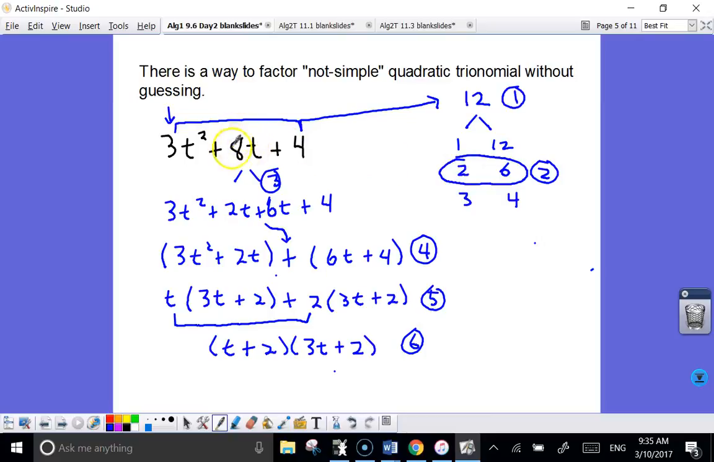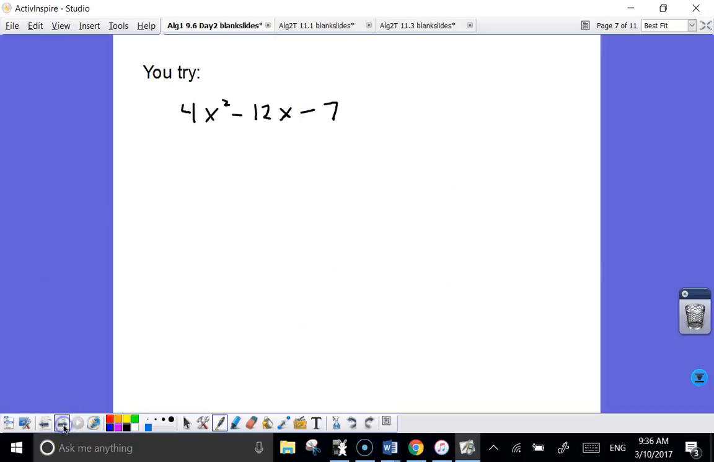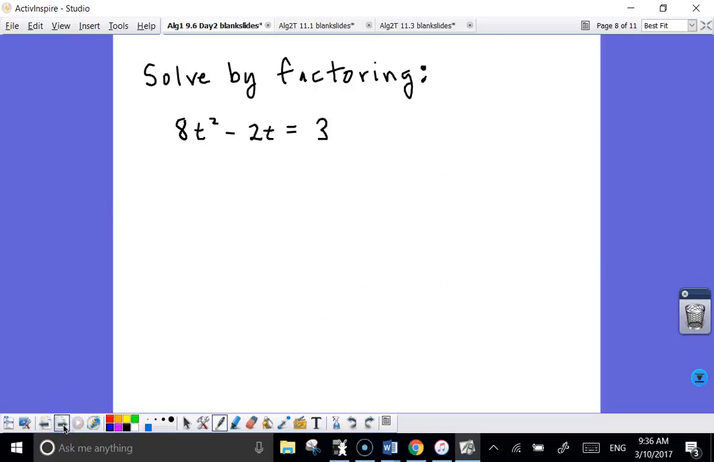Yeah, because it has to add up to 8. It has to be the factors of 3 times 4 that add up to 8. Okay? I'm not going to go through the other method. We'll do the other method for homework.